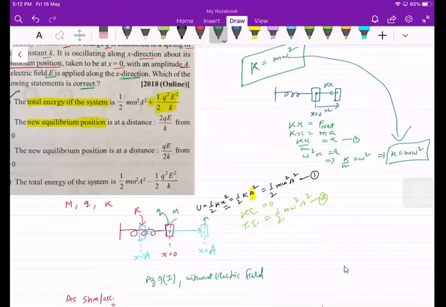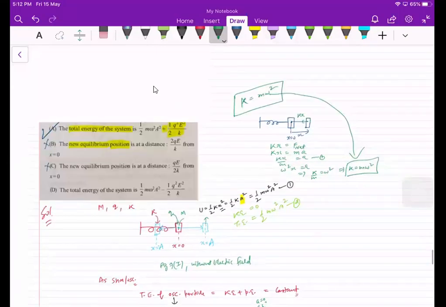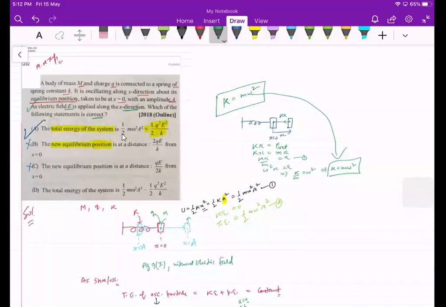So I hope this question is very clear now. And if you have any confusion, you can just write in the comment box also. Fine.